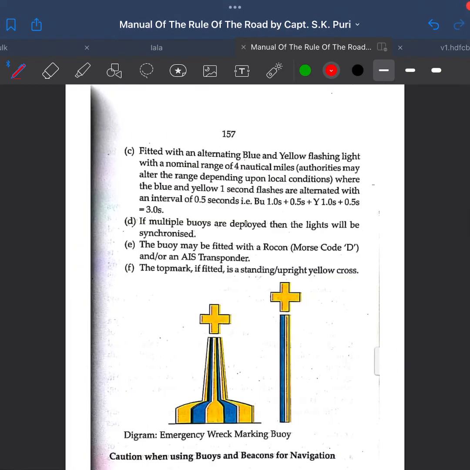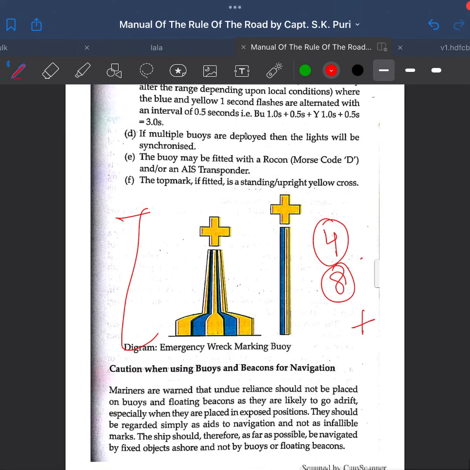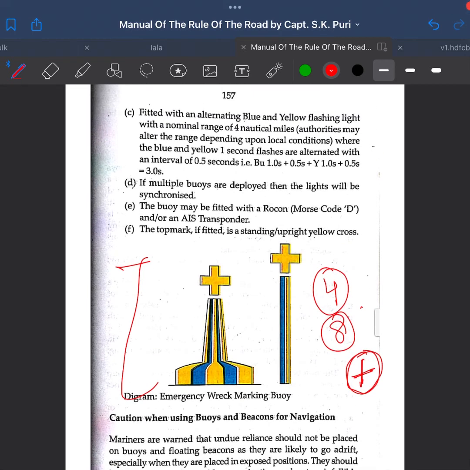So the shape is yellow and blue vertical stripes, 4 is the minimum, 8 is the maximum. Then one cross, you can say a Christ cross or something like that. The light will be blue for 1 second, then a 0.5 second gap, then yellow, and it will be repeated. Again 0.5, so in total it will be a 3 second interval. Understood? That is the light, and Morse code D. Read this portion by yourself.